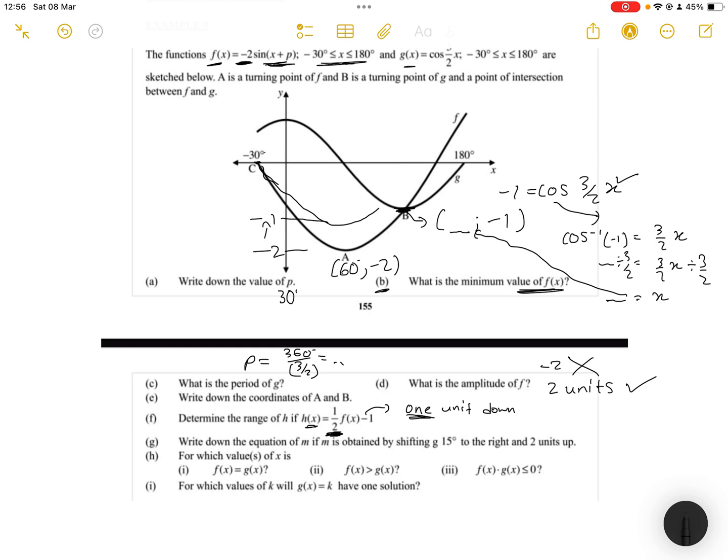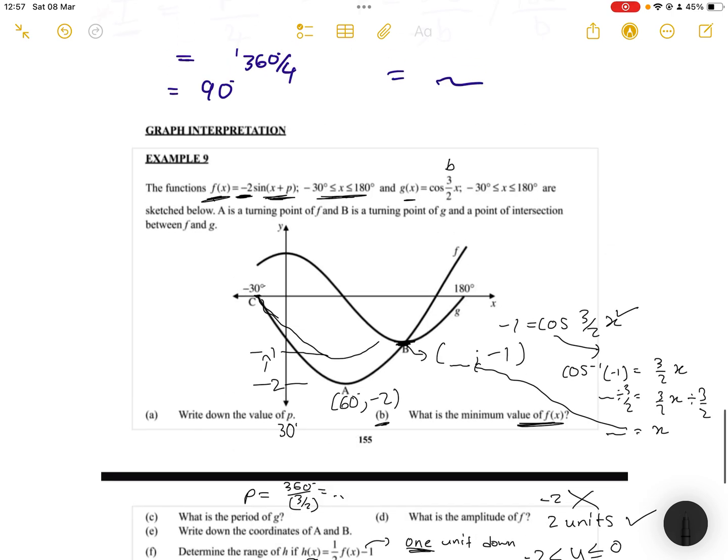So the range is going to be y greater than or equal to -2 and less than or equal to 0. Initially we change the amplitude, which of f was -2, and we halve it. -2 times half is going to be -1. So the amplitude is -1, the minimum is going to be -1 and the maximum is going to be 1.